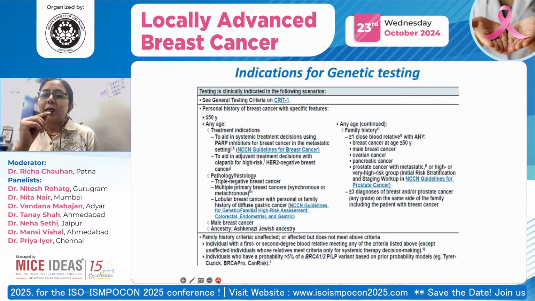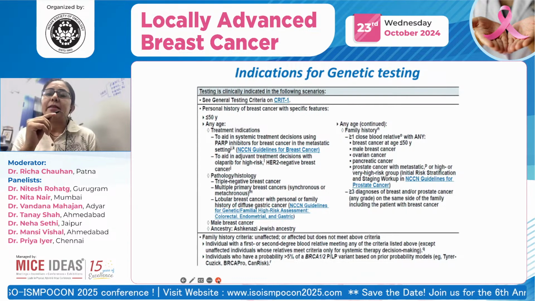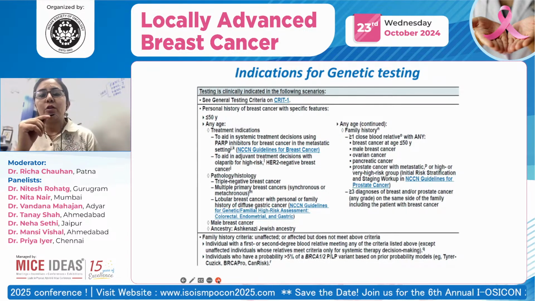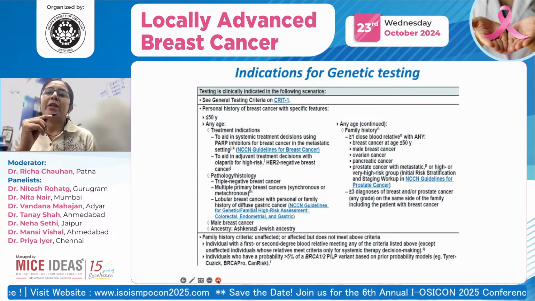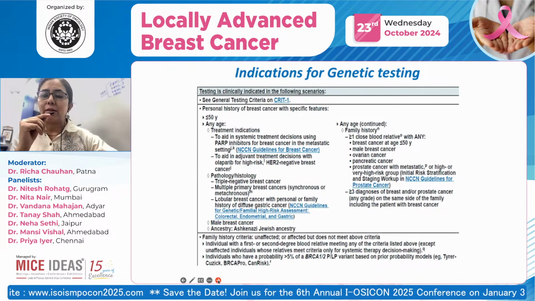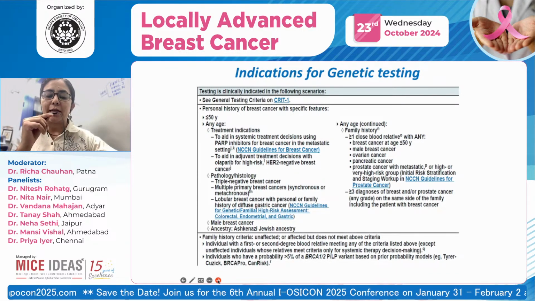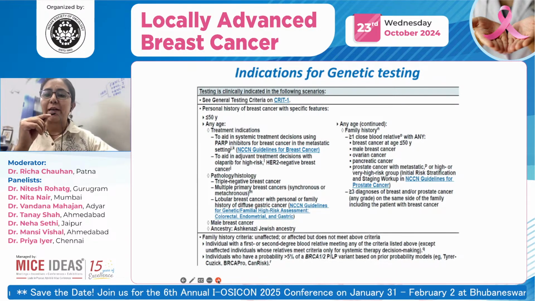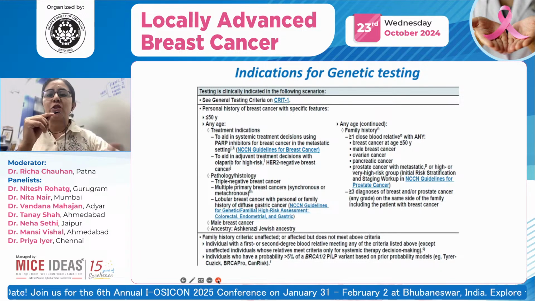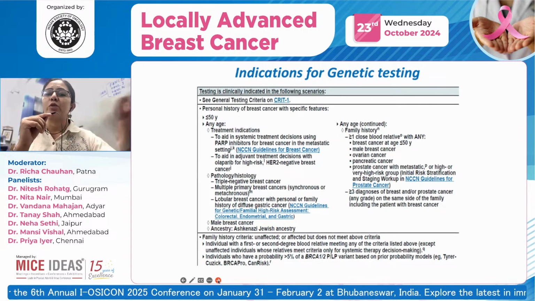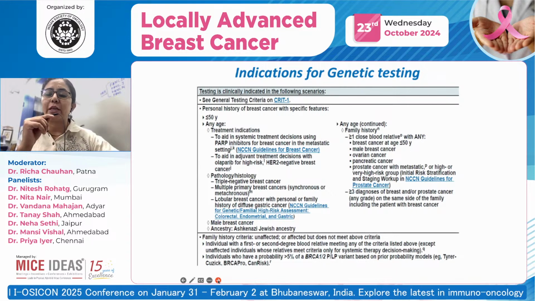Any breast cancer patient less than 50 years of age, with or without family history, should be referred for genetic counseling first. That is usually called pre-test genetic counseling, so the patient understands the pros and cons and the future implications of genetic testing, and then they can go for it.